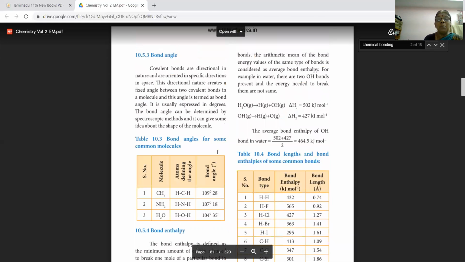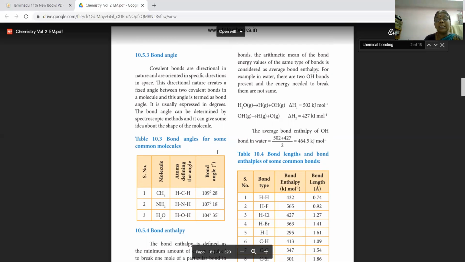For such bonds, the arithmetic mean of the bond energy value of the same type of the bond is considered as average bond enthalpy. For example, in water, there are 2 OH bonds present and the energy needed to break them are not the same. 2 OH bond இருக்கும், அந்த OH bond break பண்றதுக்கு ரெண்டுக்குமே ஒரே எனர்ஜி இருக்காது.